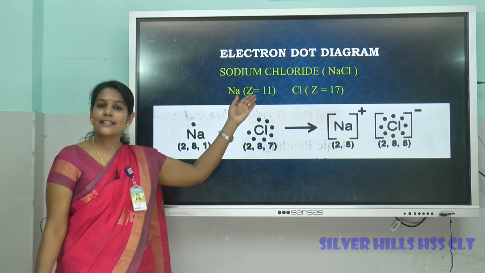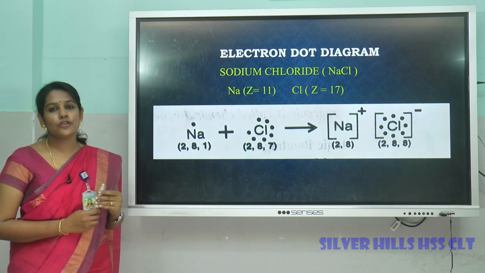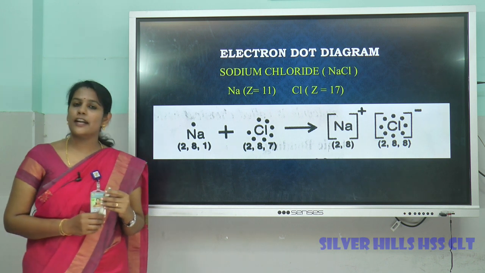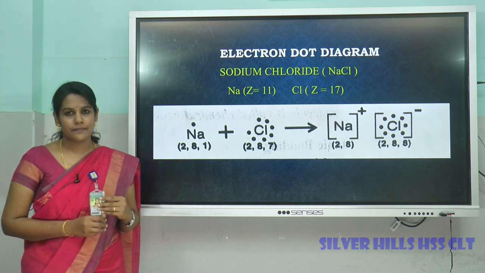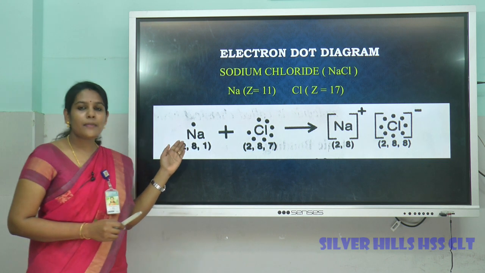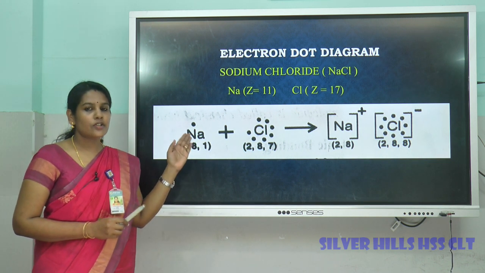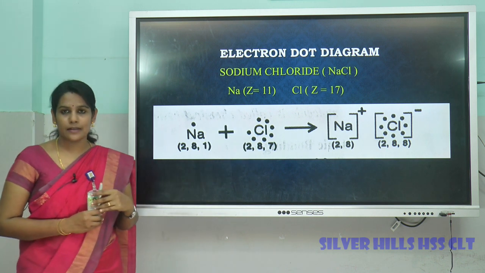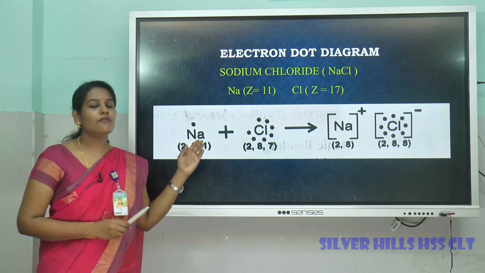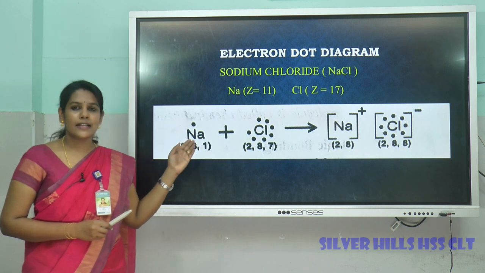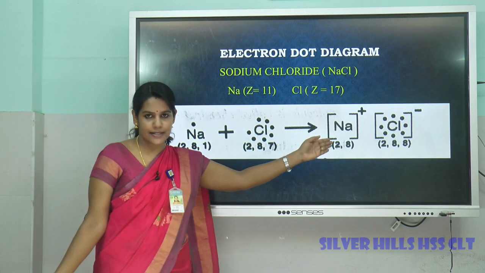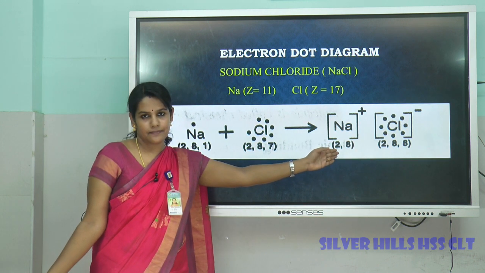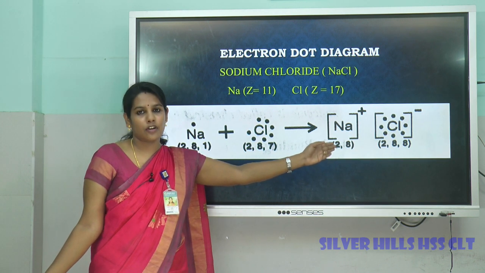Sodium, the atomic number is 11, so the configuration is 2, 8, 1, and for chlorine it is 17, so the configuration is 2, 8, 7. Here, sodium has one electron in the outermost shell, so sodium transfers this one electron to chlorine in order to attain stability. By transferring one electron to chlorine, sodium becomes Na+, a cation with electronic configuration 2, 8, and satisfies octet electron configuration.